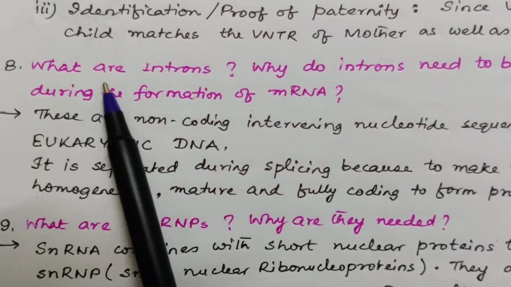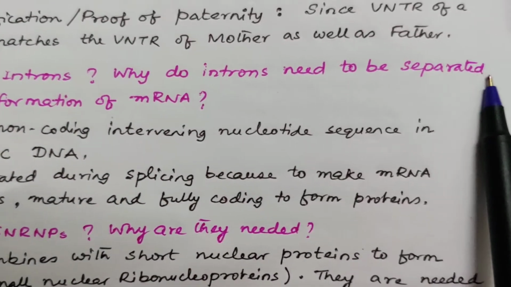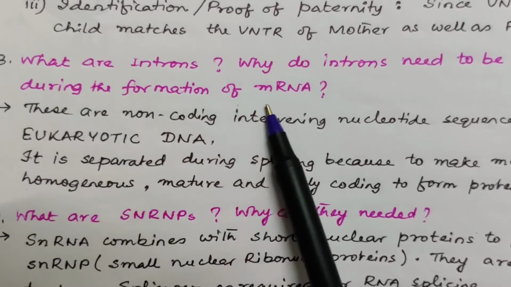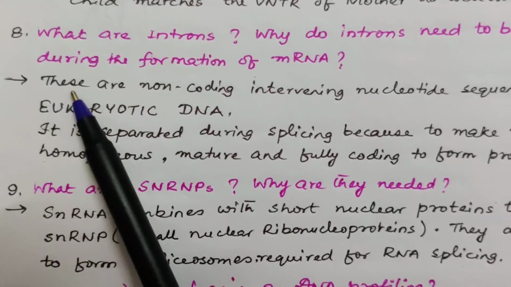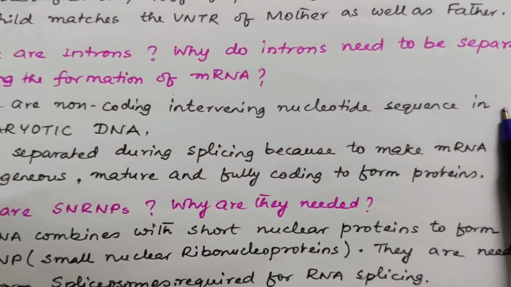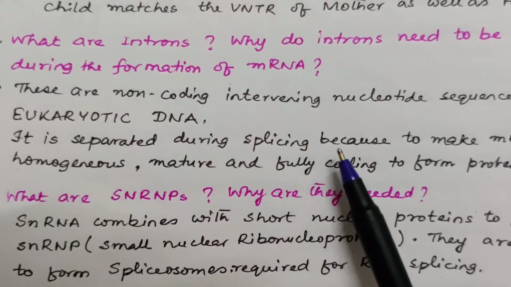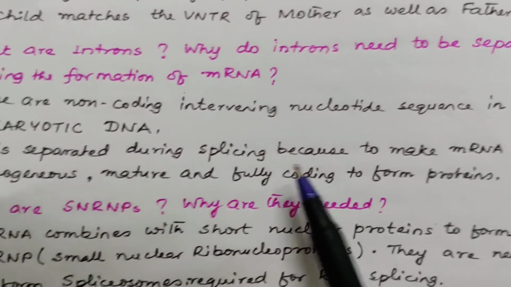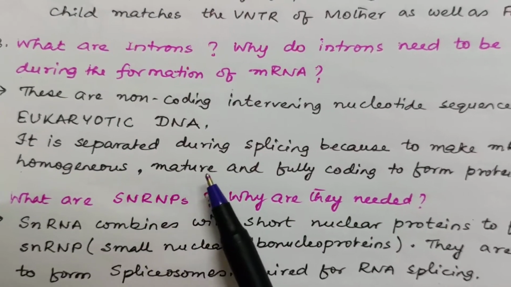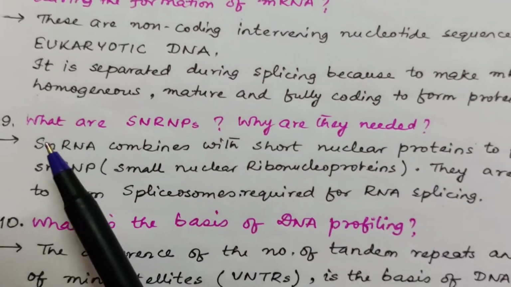Number 8 is, what are introns? Why do introns need to be separated during the formation of mRNA? The introns are the non-coding intervening nucleotide sequences in eukaryotic DNA. They are separated during splicing to make the mRNA mature and fully coding to form proteins.